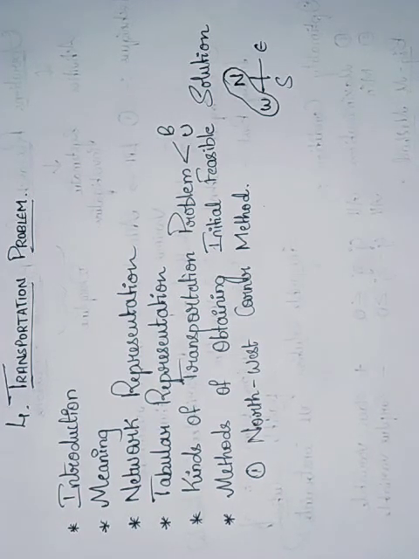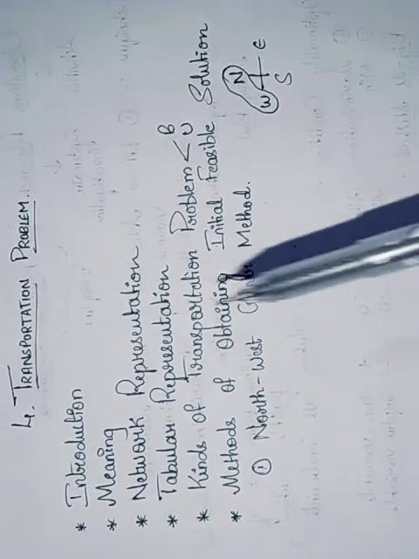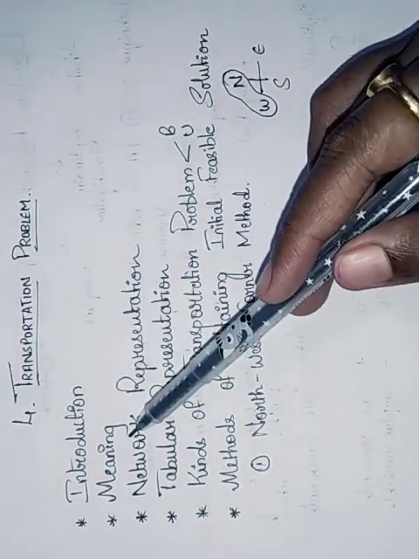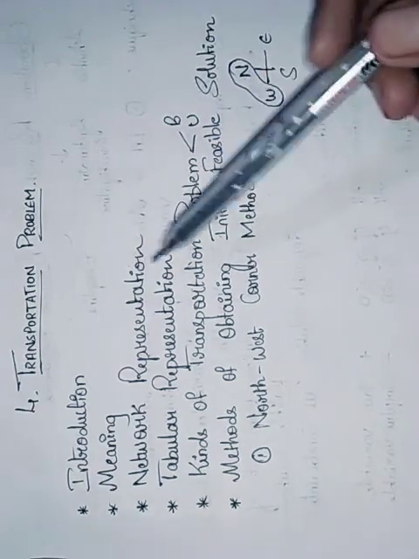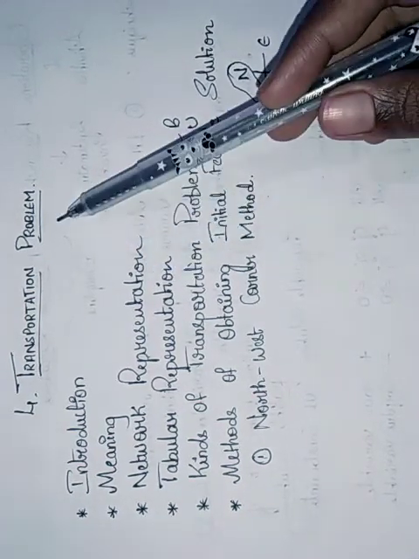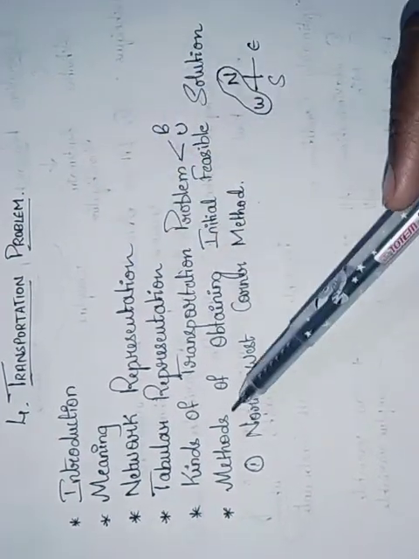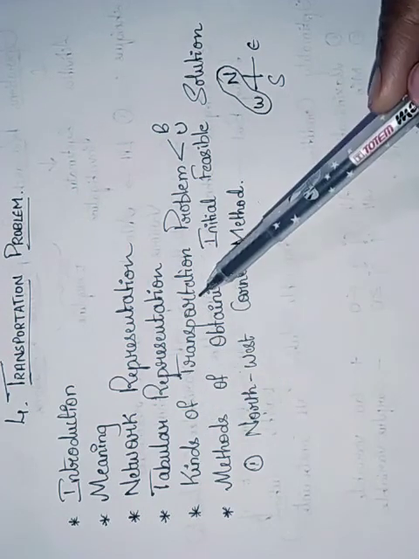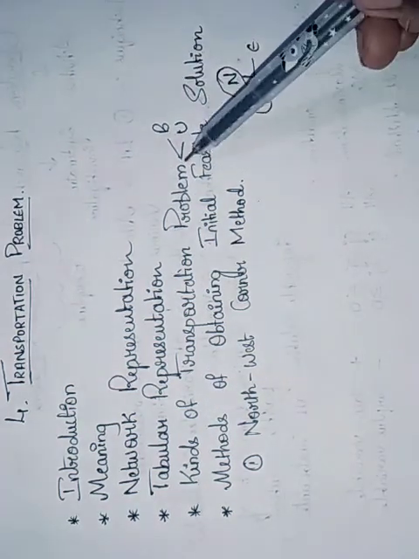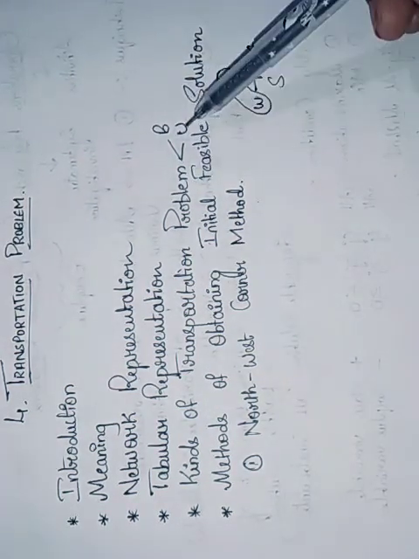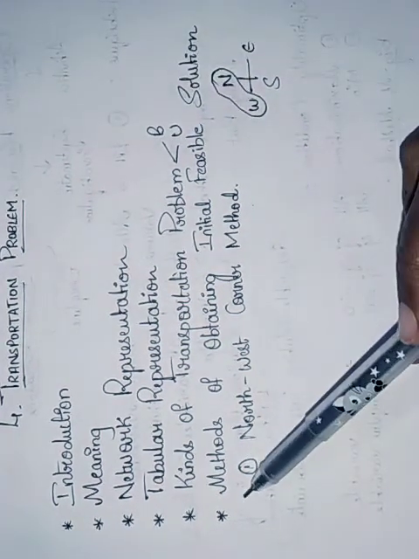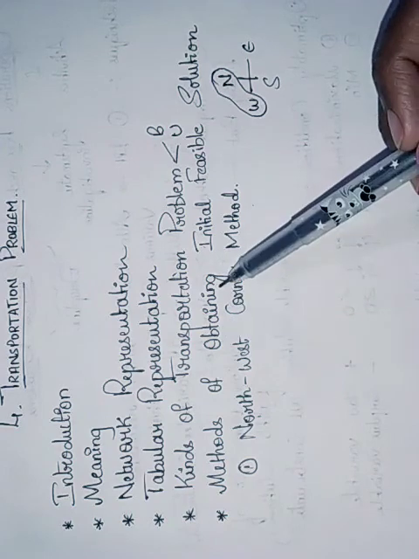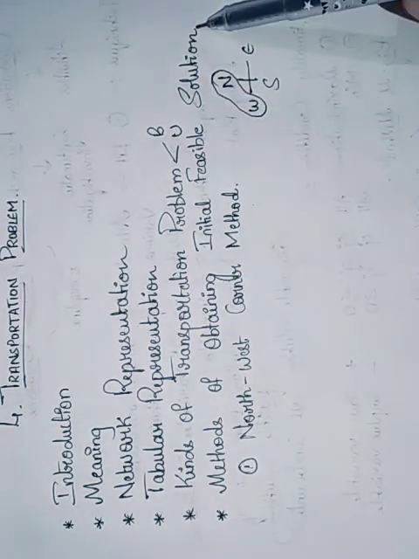Hello students, in the previous video we have learned the introduction and meaning of the transportation problem, network representation as well as tabular representation of a transportation problem, and we have also learned in detail about the kinds of transportation problem, which are the balanced and the unbalanced transportation problem. And moving on to the next topic, we have methods of obtaining initial feasible solution.